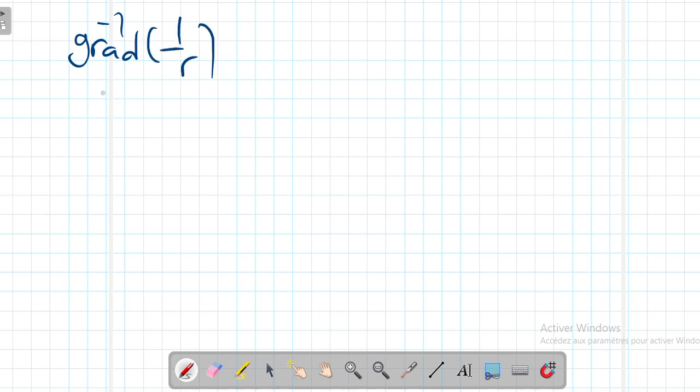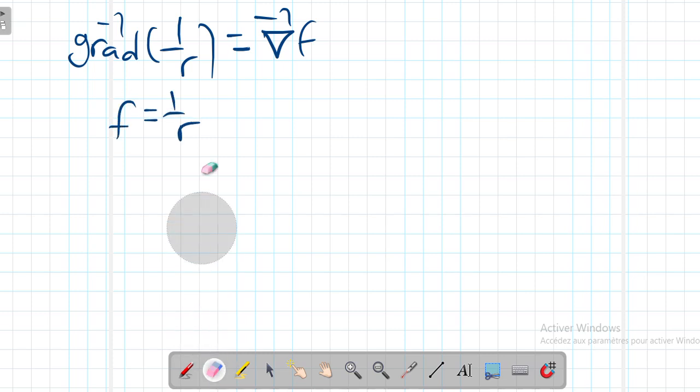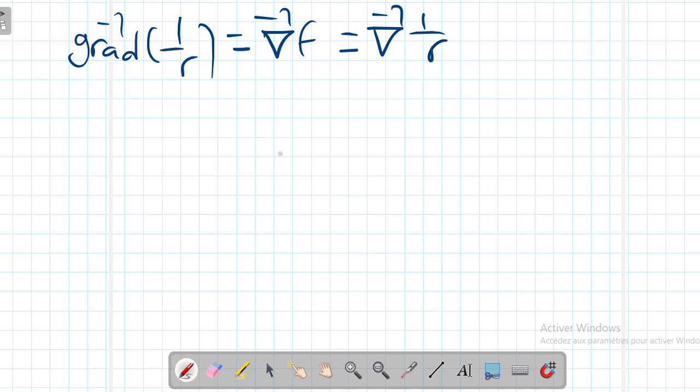When you look at the gradient, you take it as the derivative of 1 over r. So I'll start with the système de coordonnées cartésien. We define the gradient to be nabla of f. What is our f here? Our f is equal to 1 over r. So nabla of 1 over r.